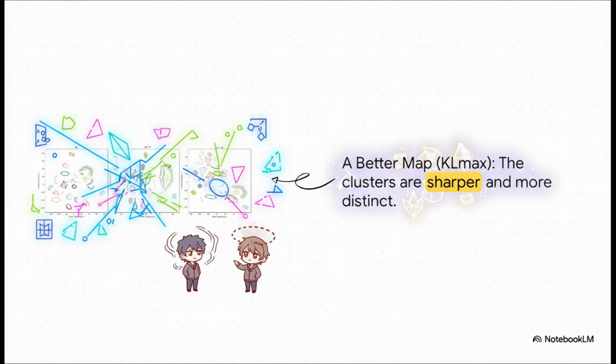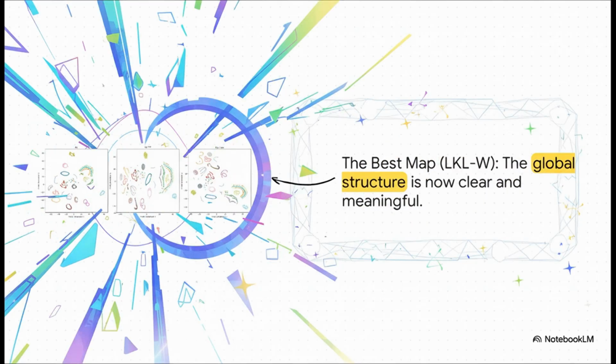Now let's apply that first fix, the ranking fix, or KL-Max. Okay, see that? The clusters immediately sharpen up. They're more distinct, less of a jumble. The local neighborhoods are way clearer. It's a definite improvement. But now for the big reveal. Here's the exact same data, but this time mapped with our geometry fix, LKLW.